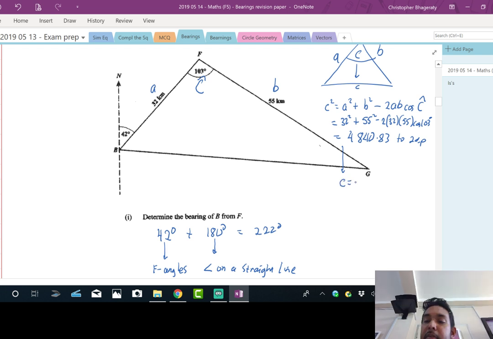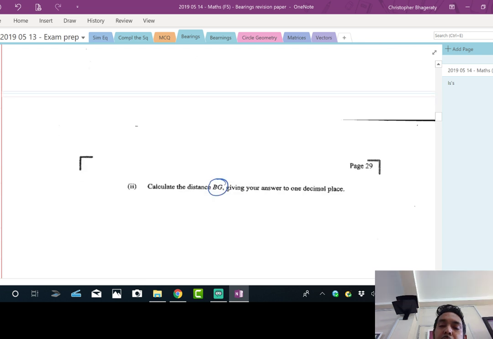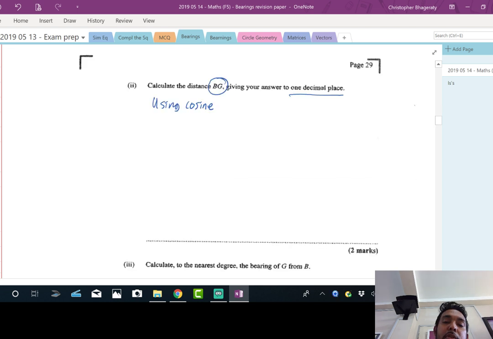So you have the square root of 4840.83. How much? 69.58. Now let's see what the answer requires. One decimal place, right? So if it's 69.58, that would be 69.6. All right. So you can say using cosine rule, we got approximately 69.6. Now don't forget your units, it's kilometers.